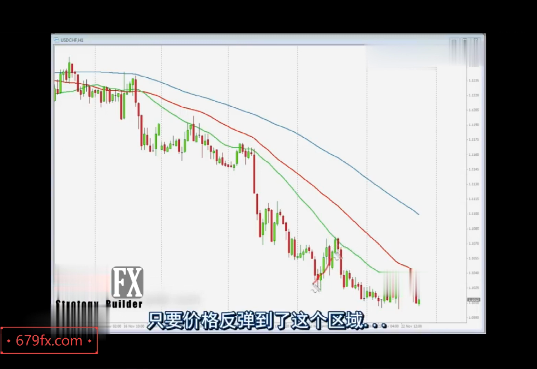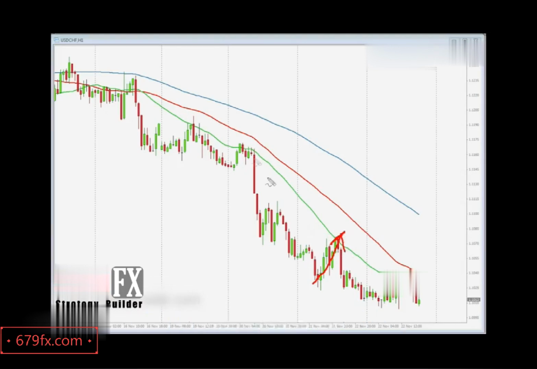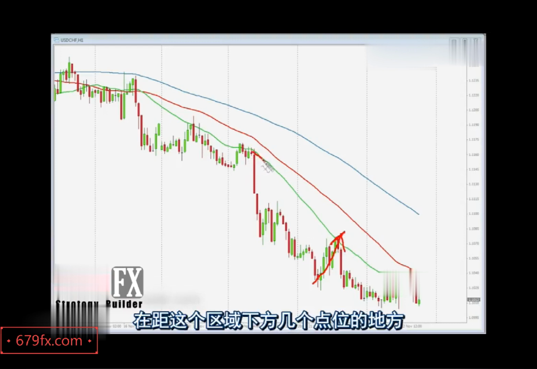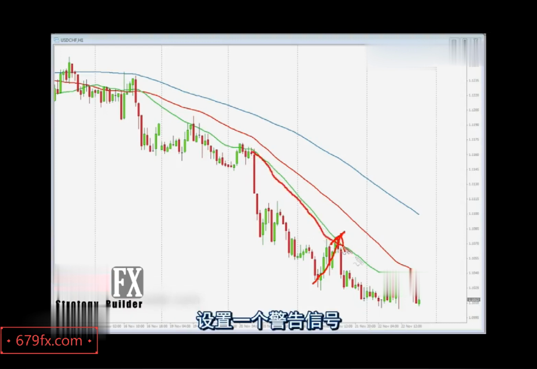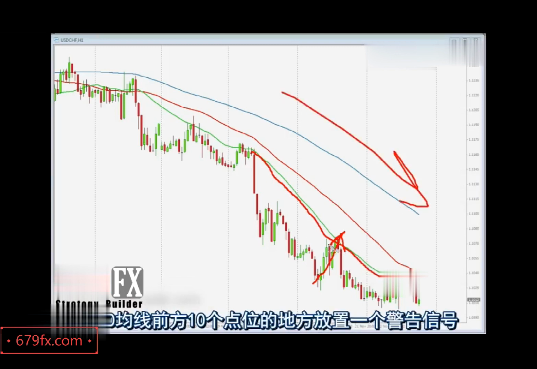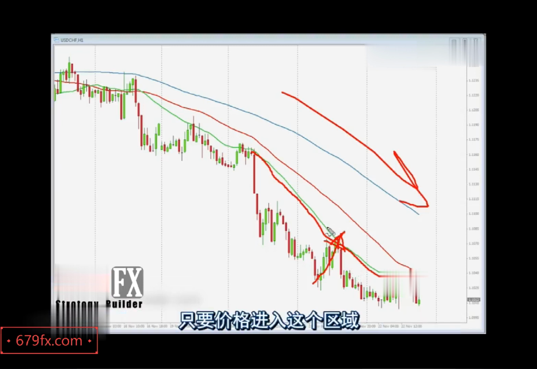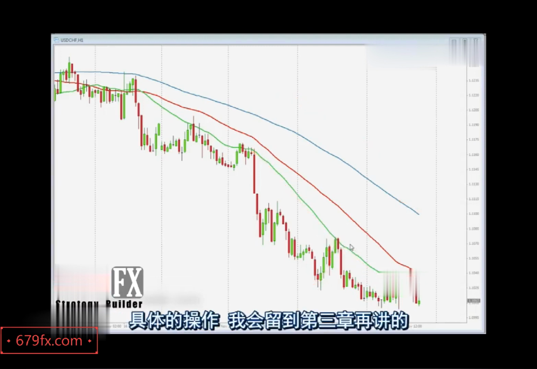Once price retraces back, one trick of mine is to always set a sound alarm a few pips below the 30 simple moving average, before reaching it. Whenever I have a trend scenario like this, I place my sound alarms 10 pips before the 30 simple moving average, so I get warned whenever price retraces back and can follow price action in real time. But like I say, I don't want to get into that. I explained that in chapter number 3.